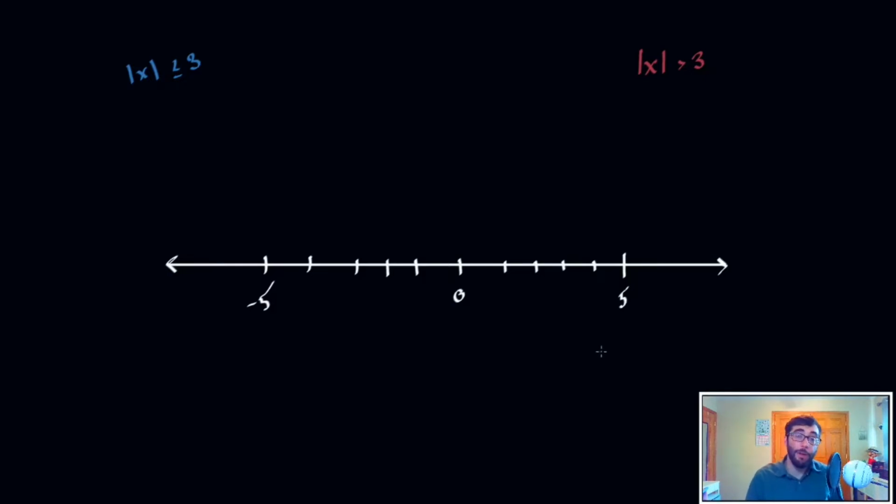That might be weird to think about, so why don't we just plug in some numbers? For example, if I said x was 1, that would be the absolute value of 1 less than or equal to 3. The absolute value of 1 is 1, and is 1 less than or equal to 3? Yeah, it is, so that would be a solution. What if I plugged in 2? Is the absolute value of 2 less than or equal to 3? Yeah.